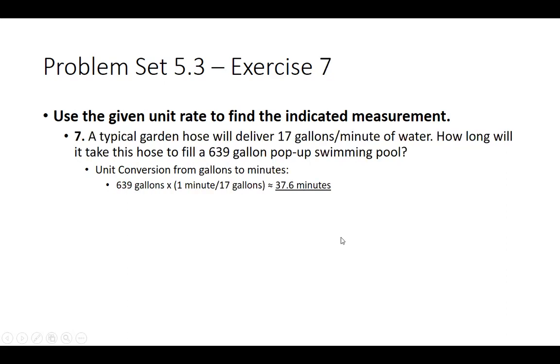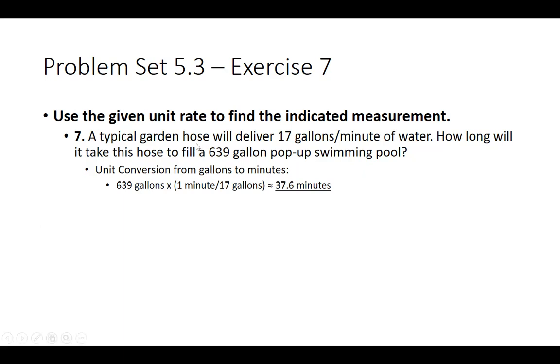Number 7. A typical garden hose will deliver 17 gallons per minute of water. How long will it take this hose to fill a 639-gallon pop-up swimming pool? So we want to convert from gallons to minutes. The question asks how long. The unit of time that we were given is minutes.